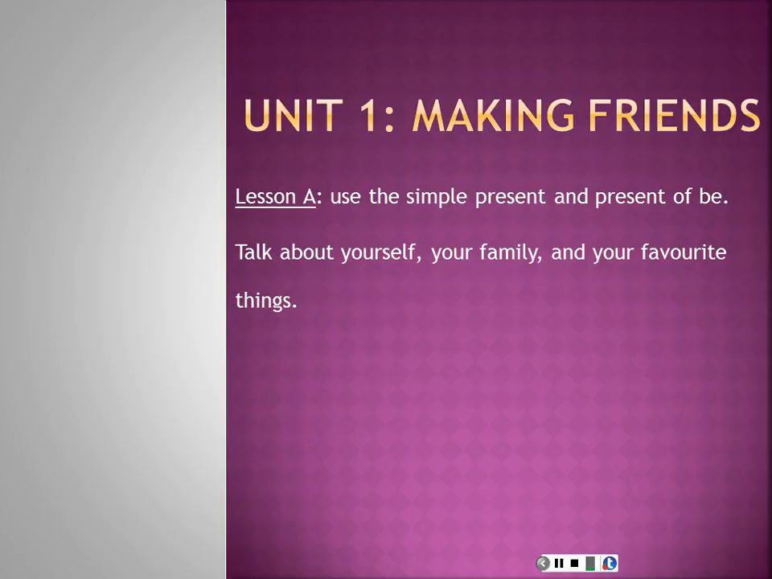So on, etc. So this is all in lesson A. The unit is divided into different lessons. In lesson B we will learn how to give responses with too and either. Too and either. So we have a grammar lesson here.